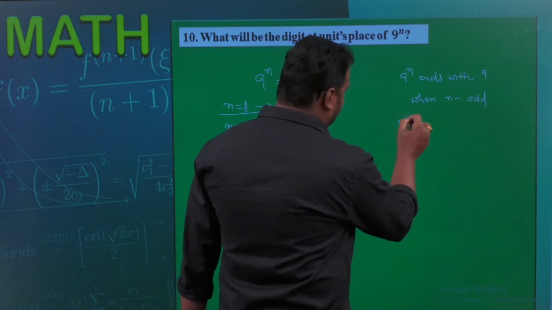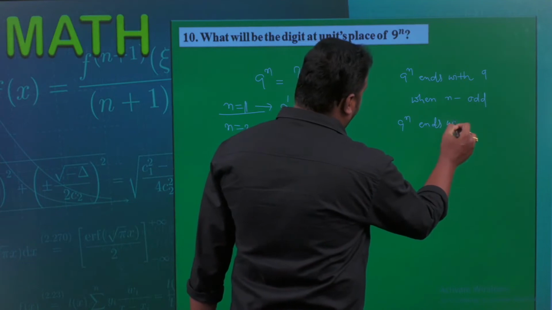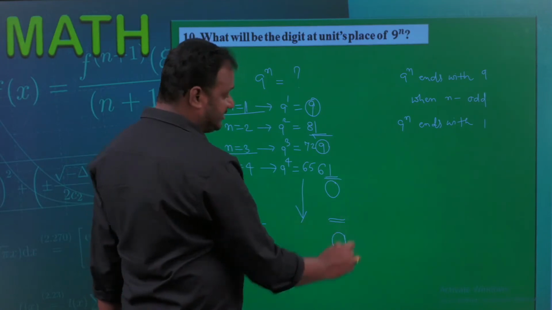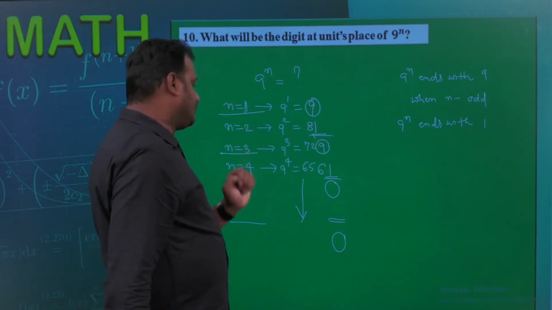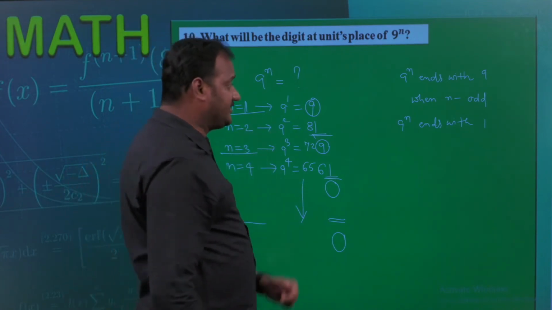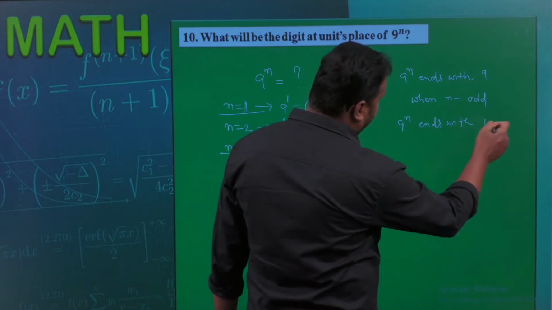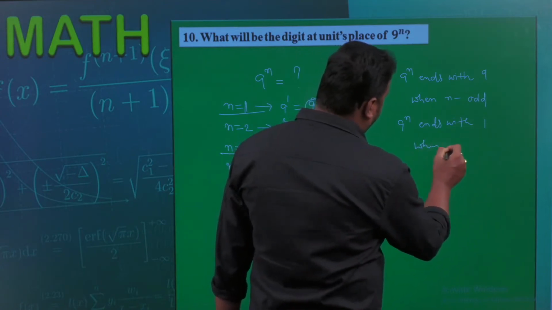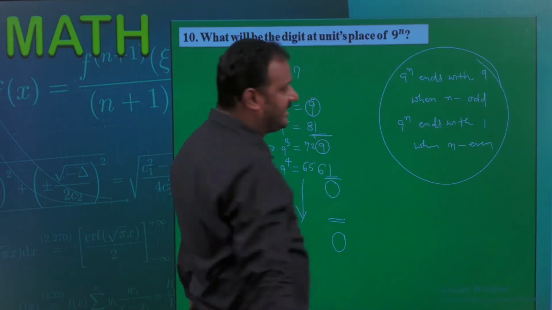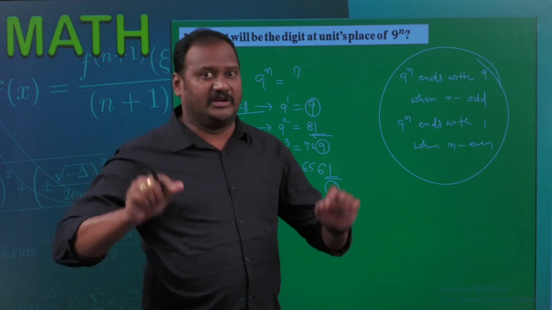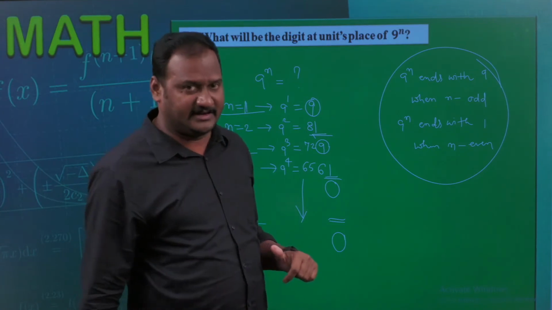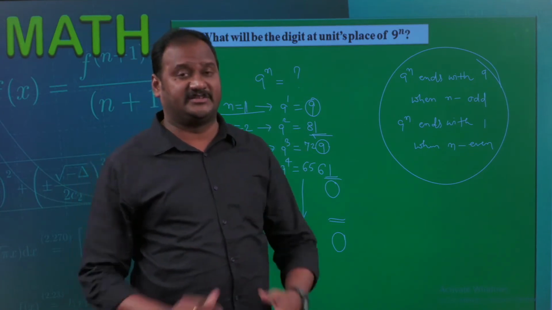And 9 to the power of n ends with 1. See here, this is 1, and here also it is 1, and here also it is 1. For 1 it is n is equal to 2, or n is equal to 4, or n is equal to 6, and so on. It means for any even natural number. So 9 power n ends with 1 when n is an even number, right? So as simple as that. But 9 power n does not end with only one digit. It ends with 2 digits as per the value of n. Clear?